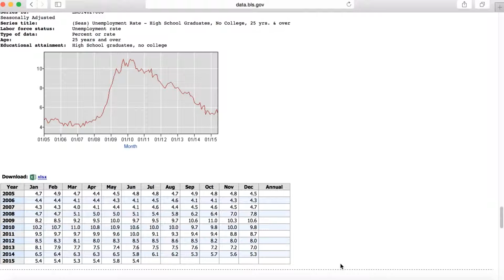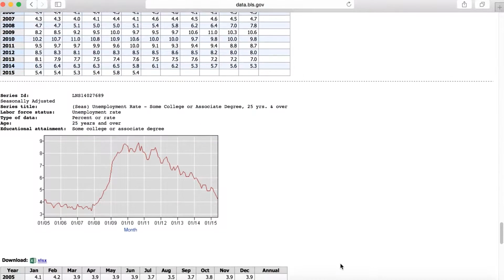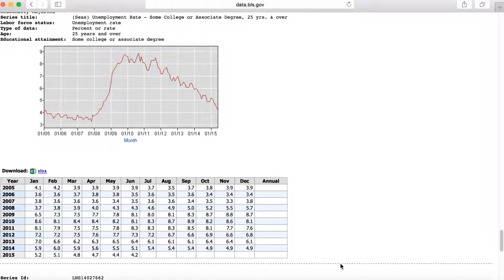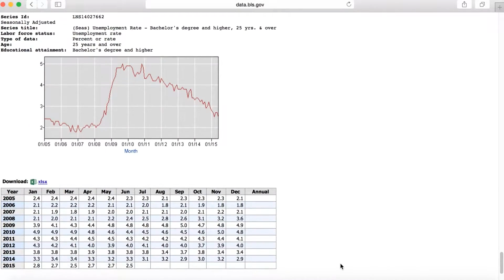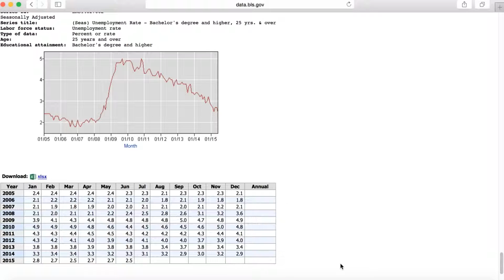For high school graduates without any college, we see that they're at 5.4%. So basically just slightly above the national average unemployment rate right now. And we see that those that have some college or an associate's degree have 4.2% unemployment currently, so below the national average. And then, of course, those with some sort of a college degree, a bachelor's degree or higher, we see that their unemployment is less than half the national average. It's 2.5 instead of 5.3.